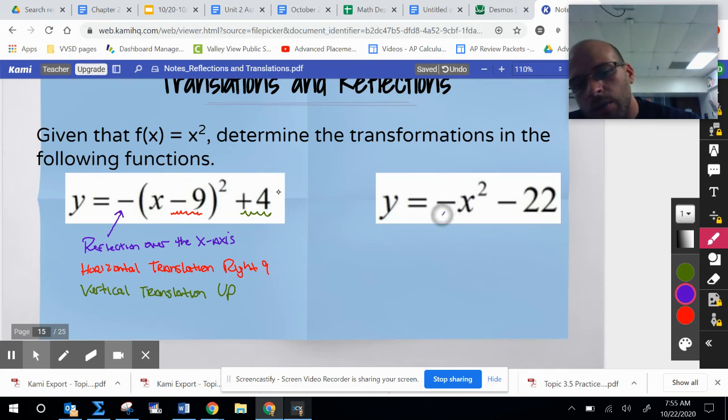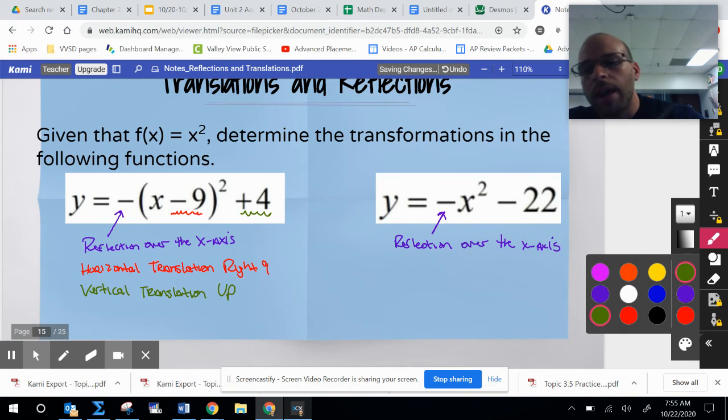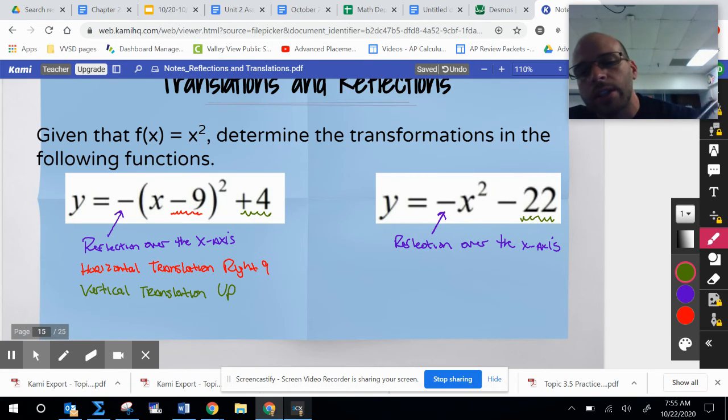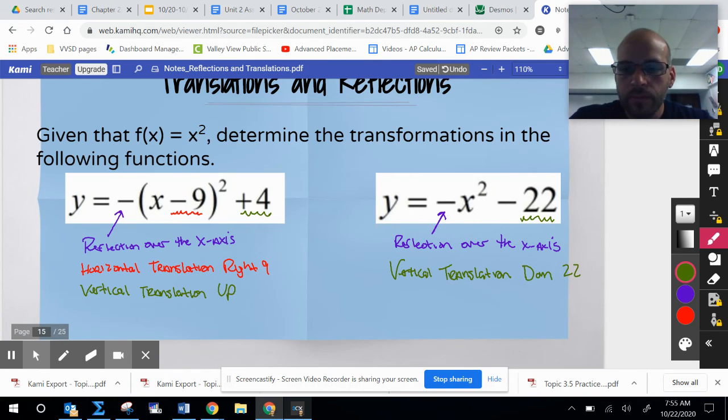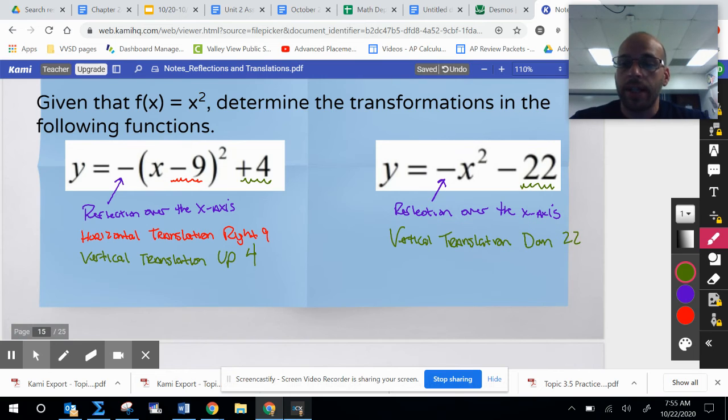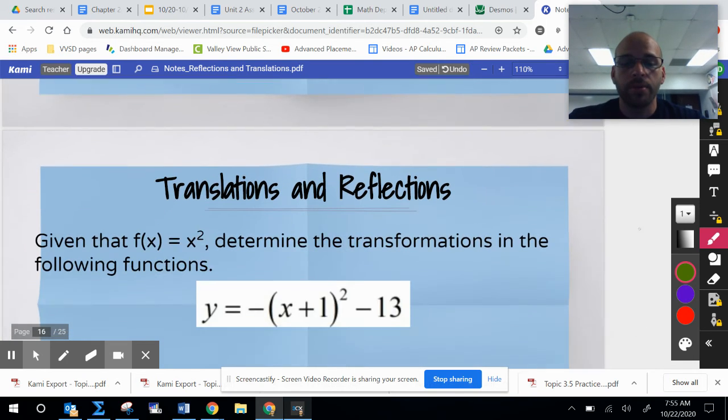Now, if you take a look at the second one, if you notice, I have a negative here. That's going to be my reflection over the x-axis. So that's what makes it concave down. And then we have this minus 22 at the end. So all that's going to do is be a vertical translation down 22. Oh, I forgot to write my 4 in the first one. All right. So we need to identify, notice I just keep building. I keep adding more transformations into these problems, right?